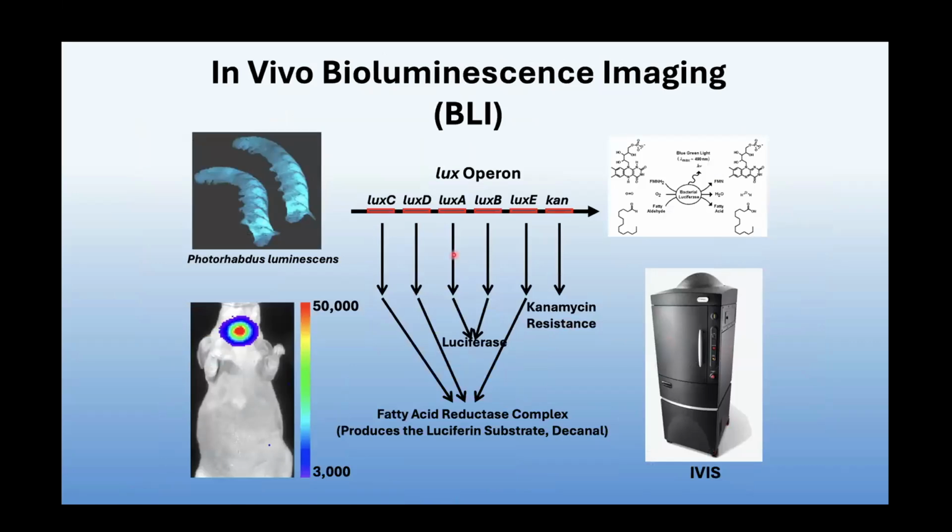So this involves the Lux operon that we label the bacteria with. This encodes the luciferase, which produces the light, and also the substrate for the luciferase is made by the same operon. So these bacteria spontaneously glow. We detect them in a live animal with this instrument here, the IVIS instrument, in vivo imaging system. And here's an image of Pseudomonas in the throat of an animal.